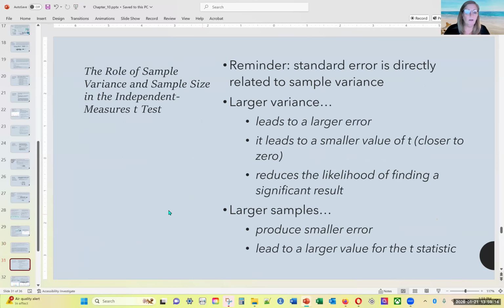Okay. All right, so reminder, standard error is directly related to sample variance. So if we have larger variance, this leads to a larger error, which also leads to a smaller value of t, which means it's closer to 0. And so having a larger variance will result in less likelihood of finding a significant result. However, if you have larger samples, it can produce smaller error and lead to a larger value for your t statistic.